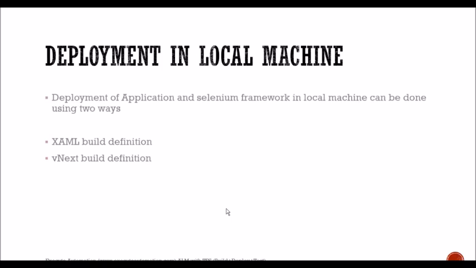So let's get started. Deployment logic in local machine. Deployment of our application and Selenium framework in our local machine can be done using 2 ways. One is by creating a build definition using XAML, or by creating a build definition with vNext build definitions. We are actually going to use vNext build definition in this whole video series. We'll not be talking about XAML build definition ever in this video series, since vNext is the future of Team Foundation Server, and Team Foundation Server 2015 has this cool feature of vNext build definition. So why not just go with that? vNext build definition it is.